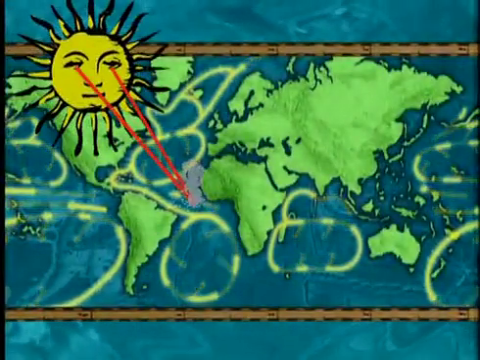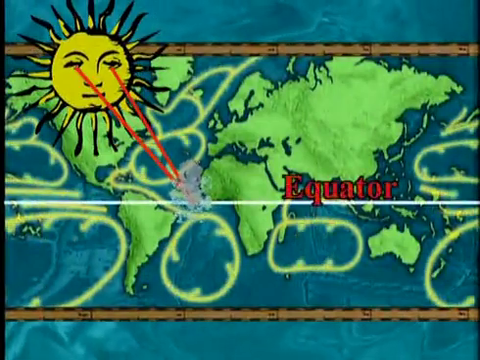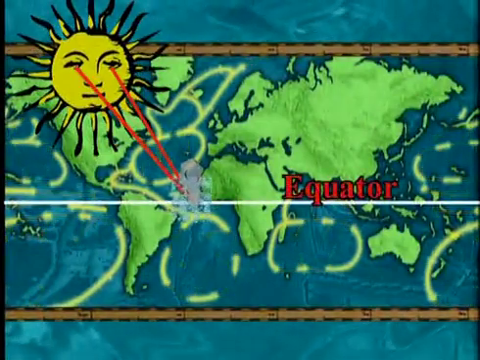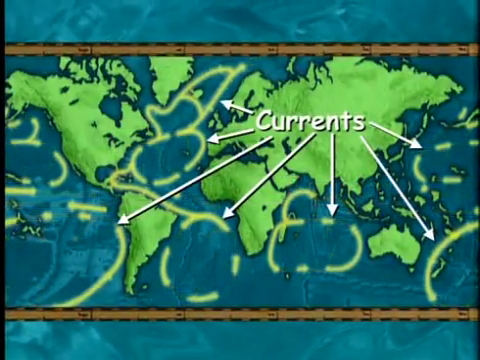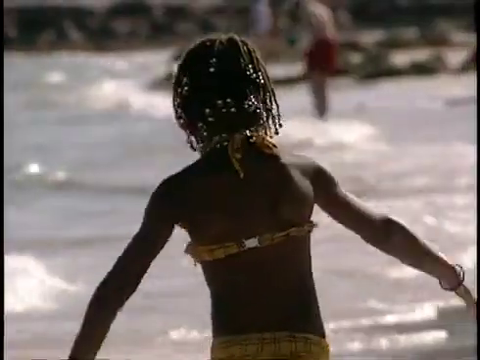The sun heats up air and water at the equator, the imaginary line that runs around the center of the Earth. Then, moving streams of water in the ocean, called currents, move the warm water toward the colder water at the poles.